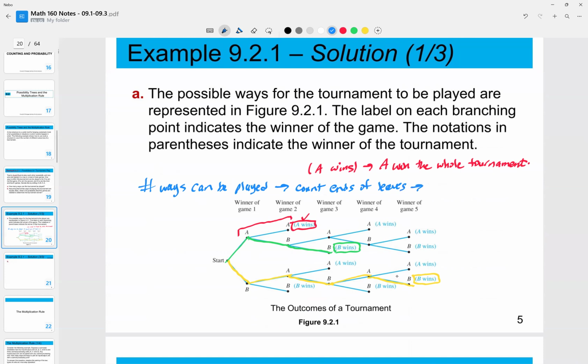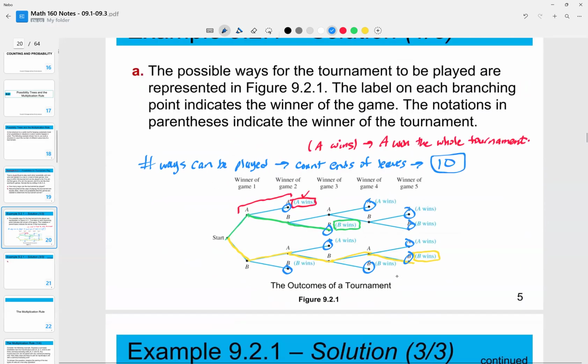And that's going to be, let's see, we have 1, 2, 3, 4, 5, 6, 7, 8, 9, 10. So it's 10. For part A, this was asking how many different tournaments we have. Well, we had these 10 different ways that we got a winner of the tournament.